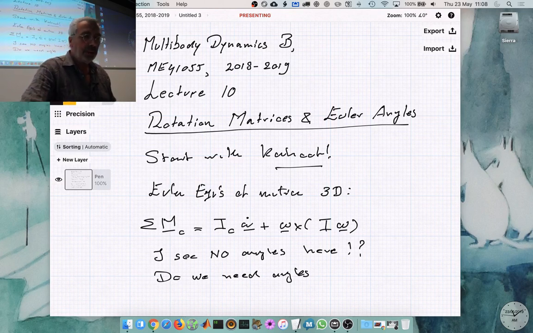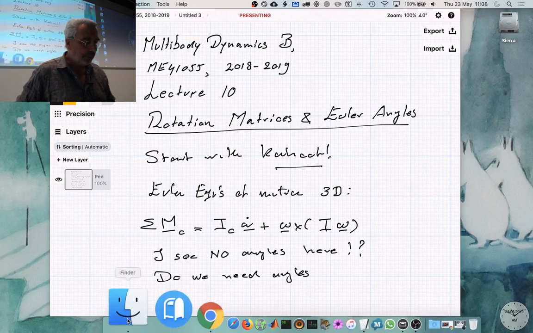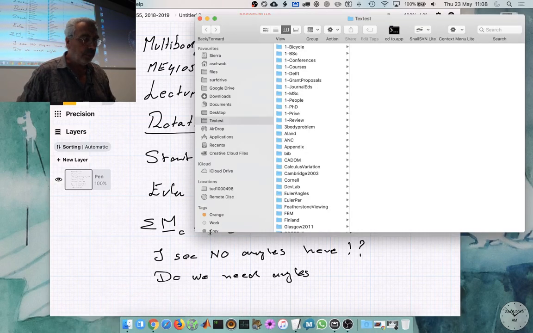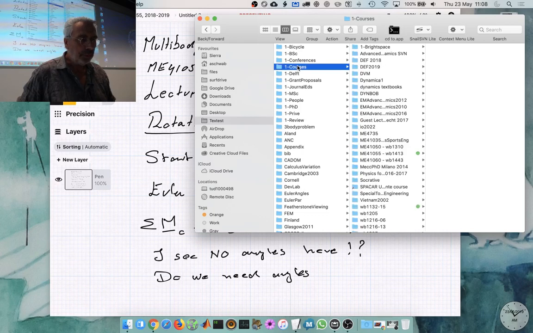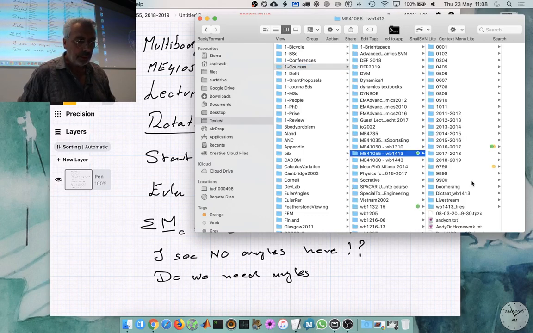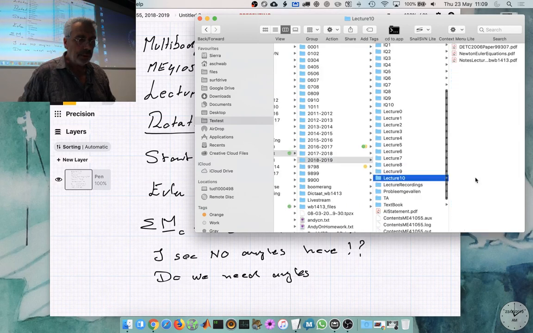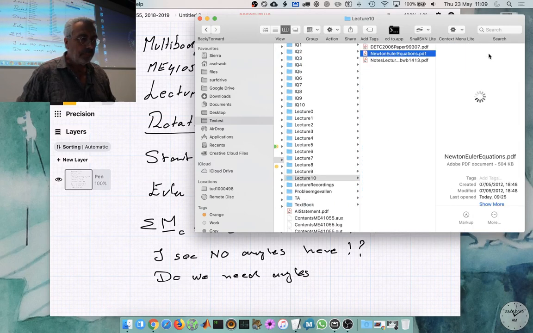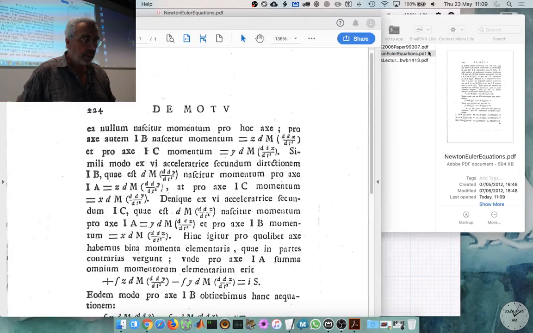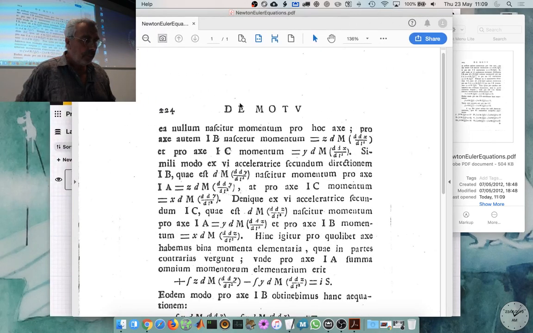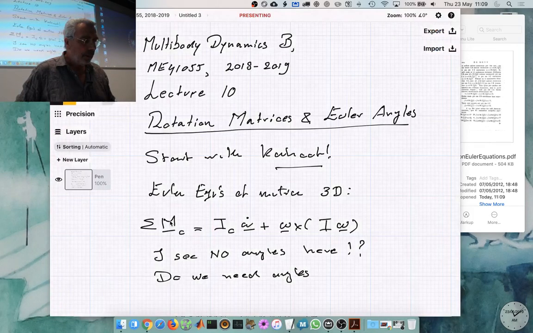Before we answer that question, I'd like to go back to a thing which I forgot to show last week, and that is a book. Two pages from a book, I guess. And the pages are this. Where are we? Lecture 10. So these are the Euler equations of motion, right?